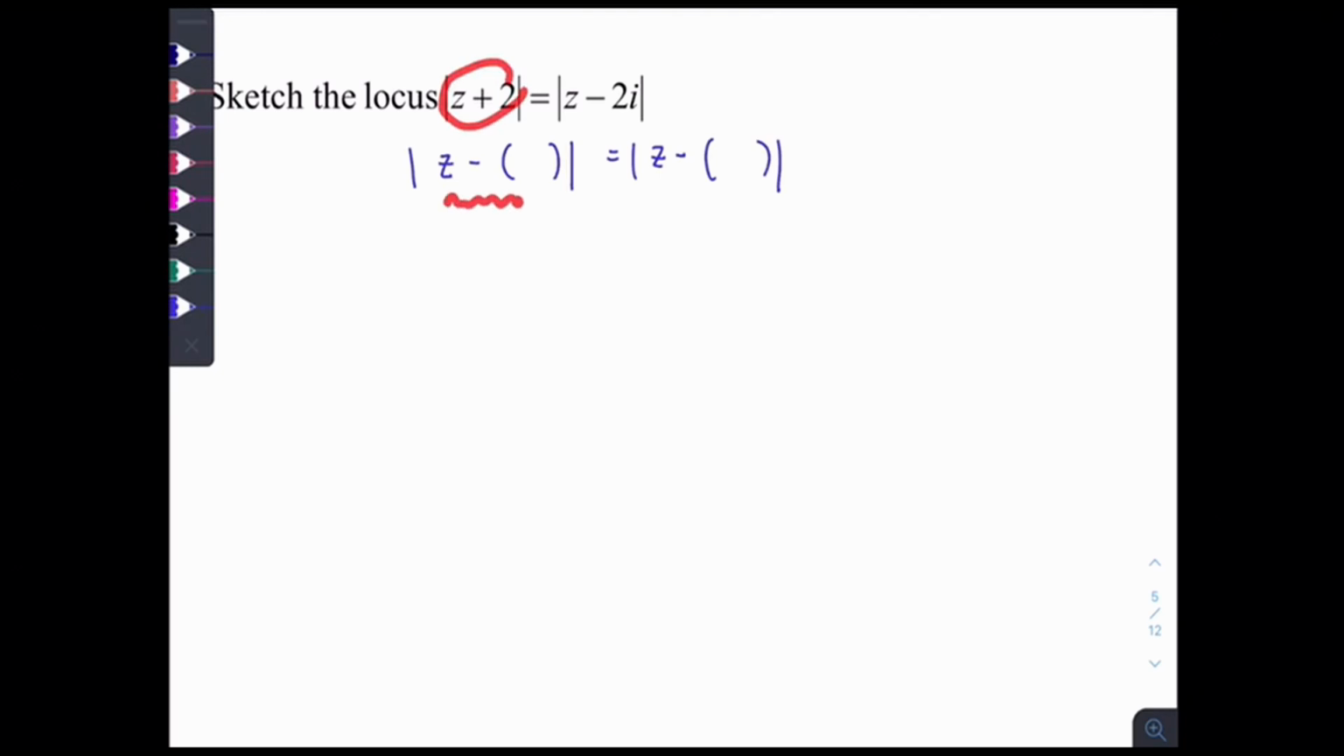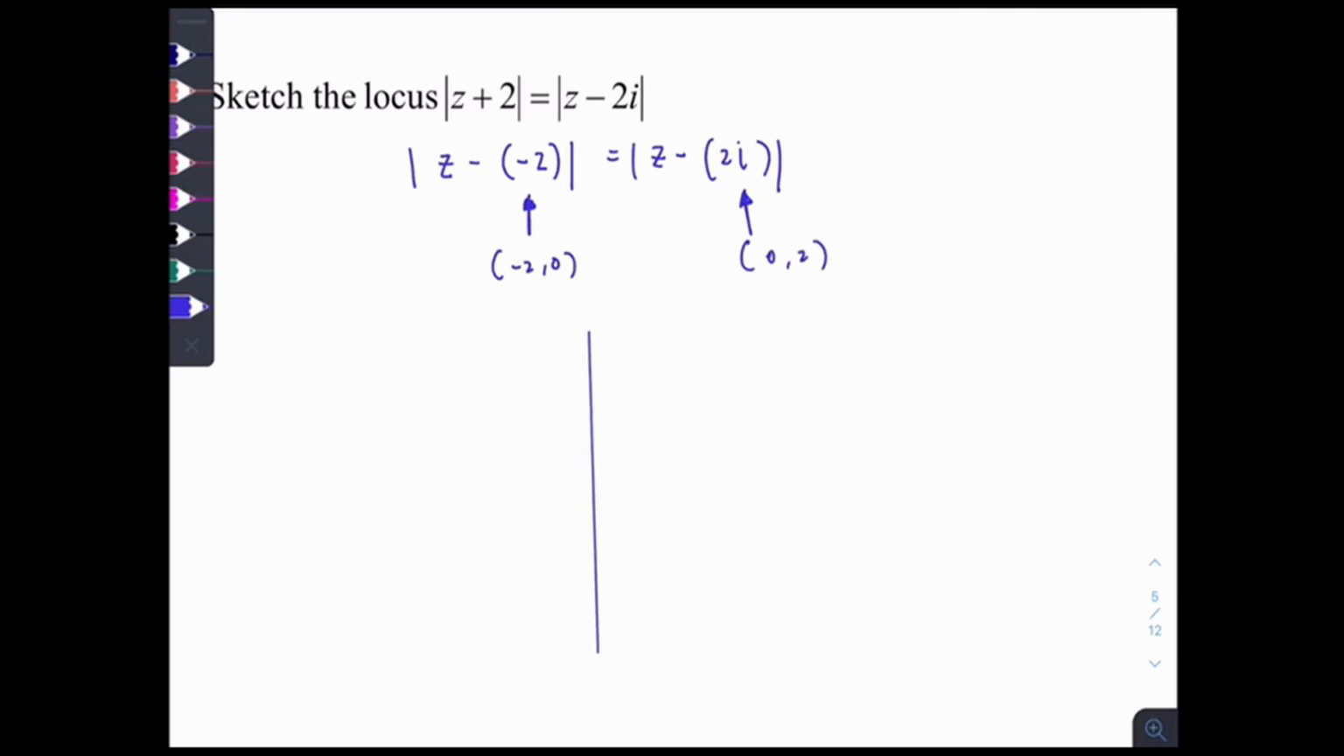So have a look here. How do we change this one into z plus 2? We have to factorize the negative from the positive 2, which means here is a negative 2. You see this negative multiplied with this negative, you get back the positive over here. And for the right hand side, since there's already a negative here, the one inside the bracket should be 2i. Which means for point A, the coordinate should be negative 2, 0. For point B, the coordinate should be 0, 2.